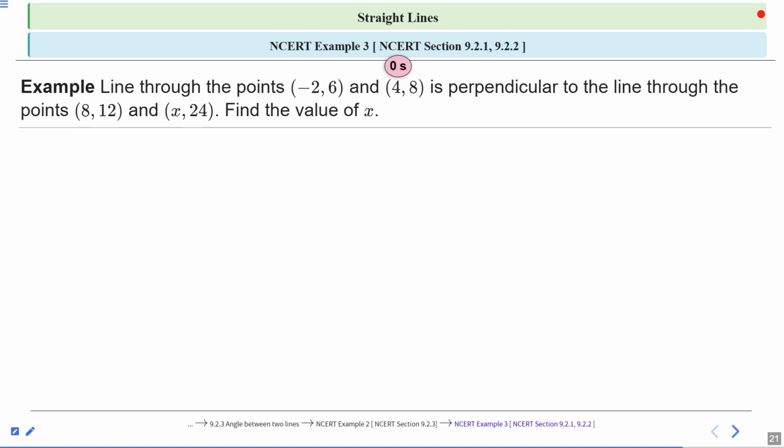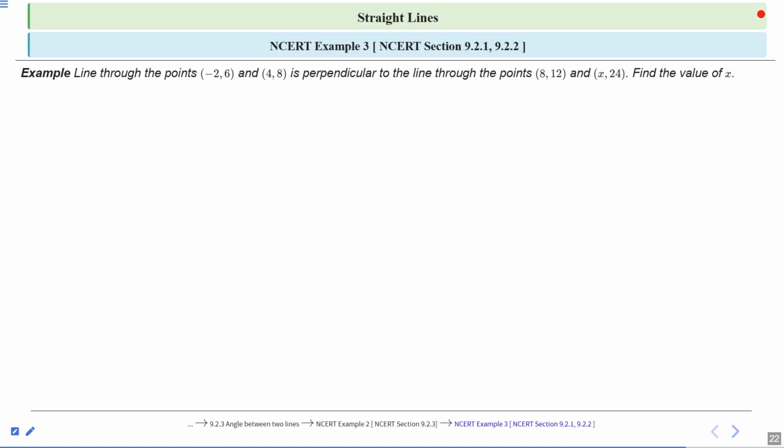Okay students, your time is over. So now we will see the solution. First of all, see what is given. Try to understand this example. We are given the line through the points (-2, 6) and (4, 8), and this line is perpendicular to the line through the points (8, 12) and (x, 24). Then we have to find the value of x. So let us see the solution.